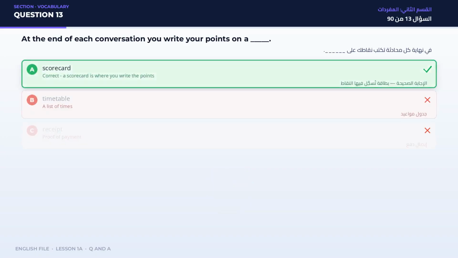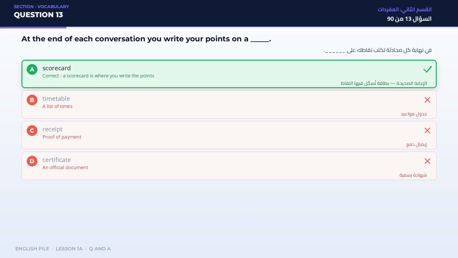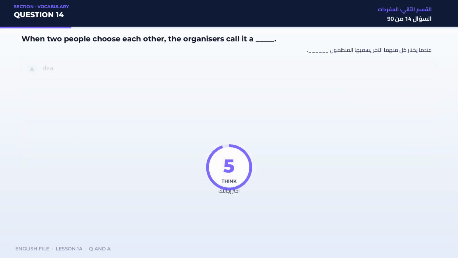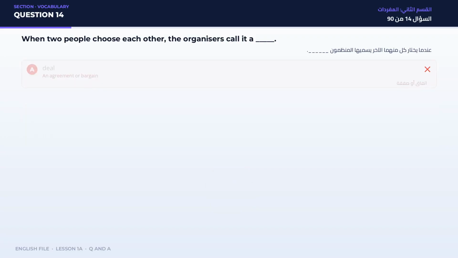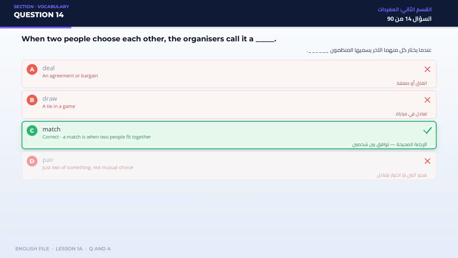A, scorecard. A scorecard is where you write the points. Not B, a list of times. C, proof of payment. D, an official document. Question 14. The answer is C, match. A match is when two people fit together. Not A, an agreement. B, a tie in a game. D, just two of something.